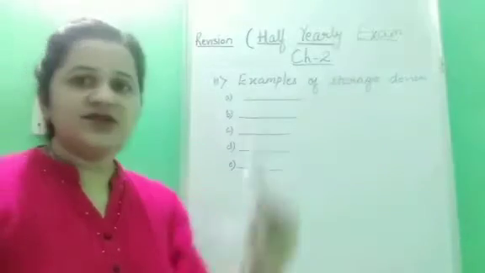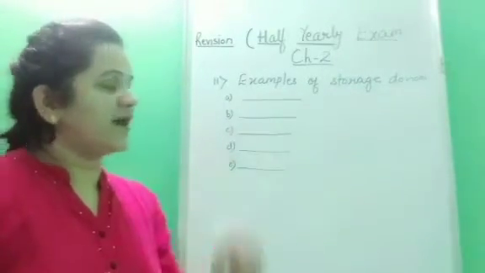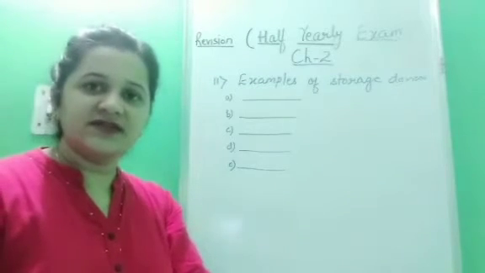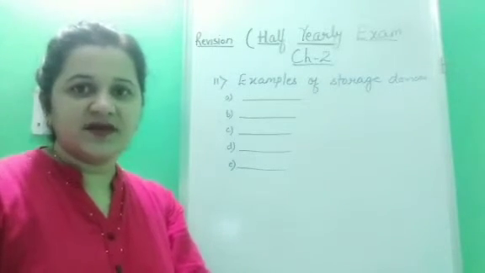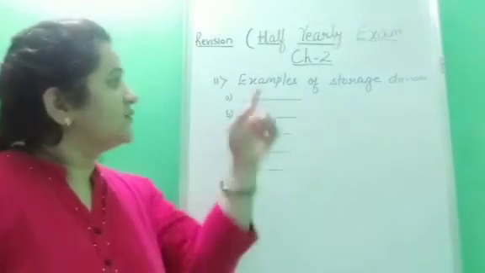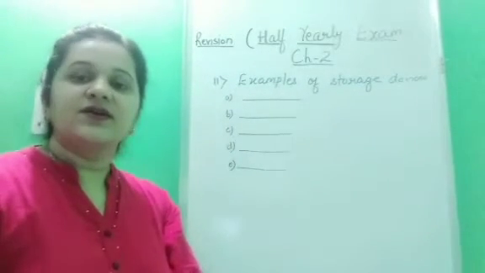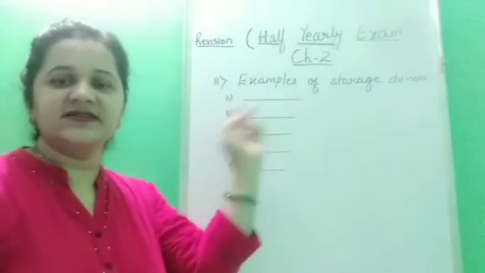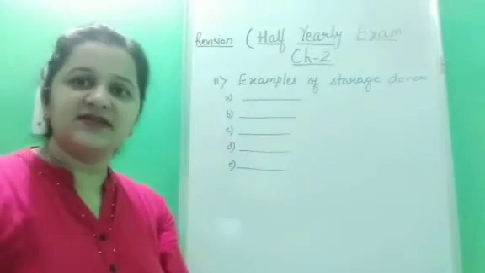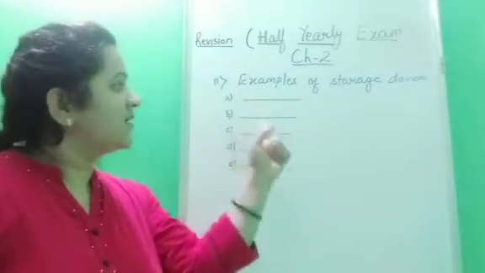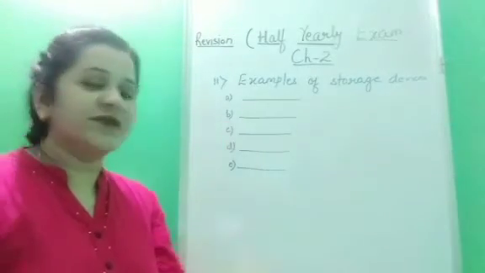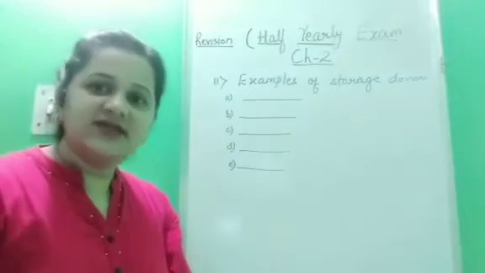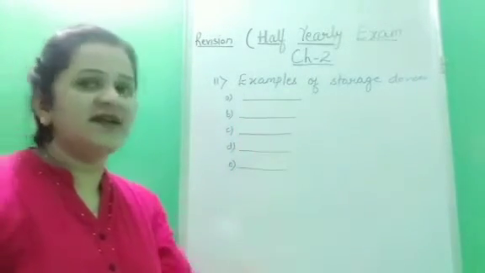Children, here comes the 11th question. Examples of storage devices. So now children, here you have to write down the examples of storage devices. We have studied about few storage devices. Okay, what are they? Have you learned? Yes. First is CD. Compact disc. COMPACT. DISC. Compact disc. Now you will write down next. In B part, you will write down DVD. Digital versatile disc.